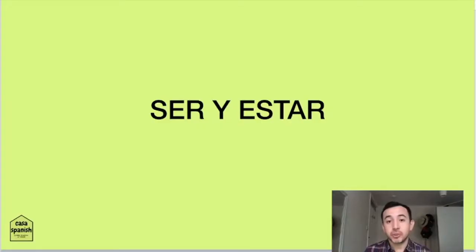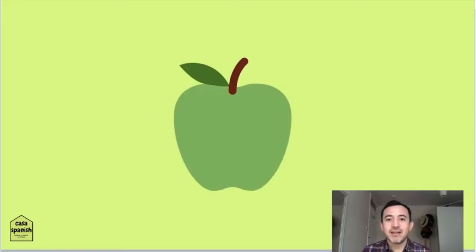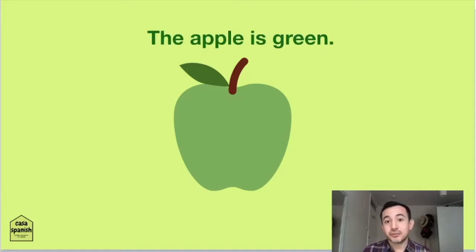Today we're going to go through ser y estar, which in English is the verb to be, so you can use them effectively. Alright, let's go through it. Here we have an apple. In English you can say the apple is green, but if you are to translate this sentence in Spanish, you have two options, one with ser and the other one with estar.